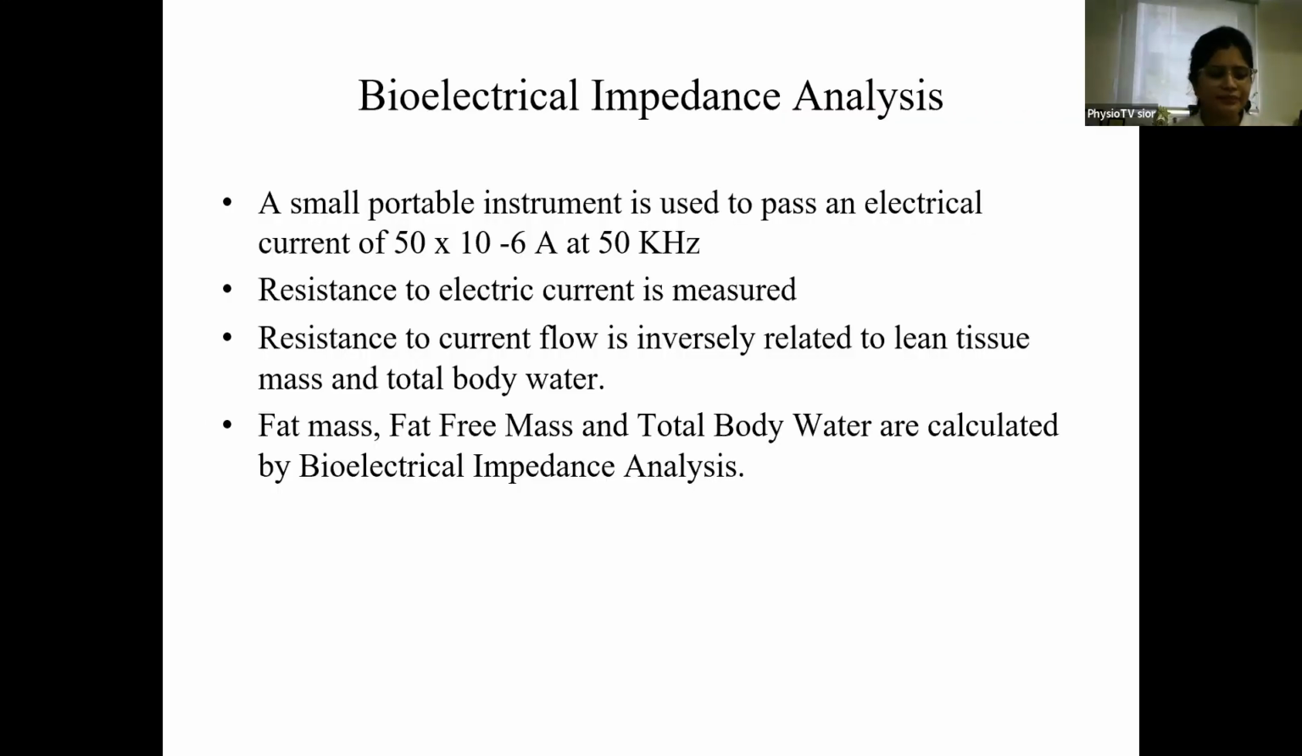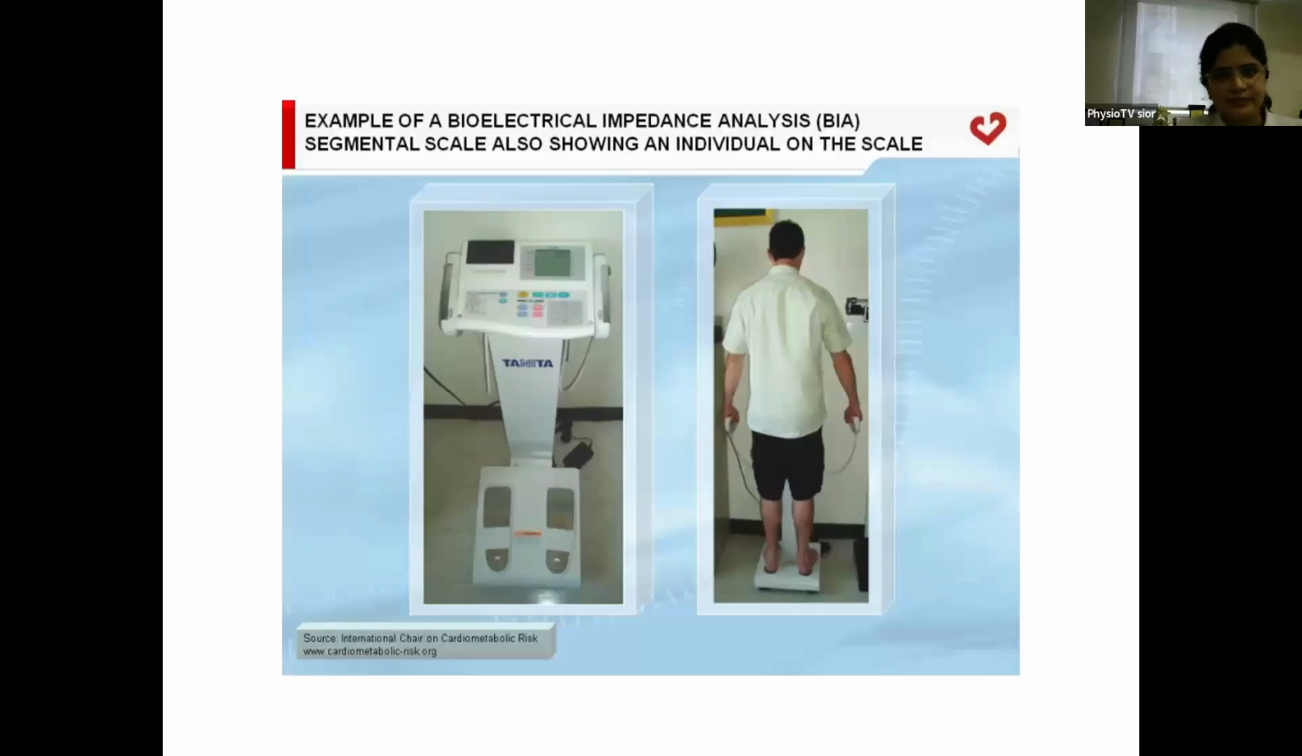Now, bioelectrical impedance analysis. It is easy to administer, a non-invasive and safe method. It is a small portable instrument used to pass an electric current. The resistance to that electric current is then measured. Resistance to current flow is inversely related to lean mass and total body water, as lean tissue mass and water are good conductors of electricity, but fat is not. So fat mass, fat-free mass, and total body water are calculated by bioelectrical impedance analysis. It is like this.